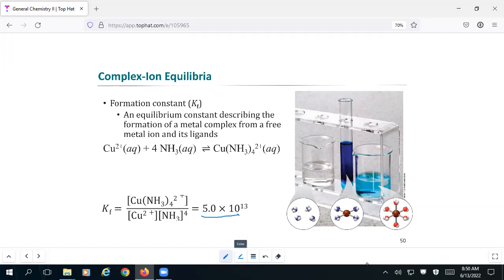So much so that if we have enough ammonia present, and that's really the key to this, if we have enough ammonia present, the concentration of uncomplexed copper is going to be very, very minimal, very, very small. And that's one of the reasons why it drives up that constant so high. I mean, that's 50 trillion. We don't talk about numbers that high with equilibrium very often. We usually assume that if the number is that high, it's going to completion.